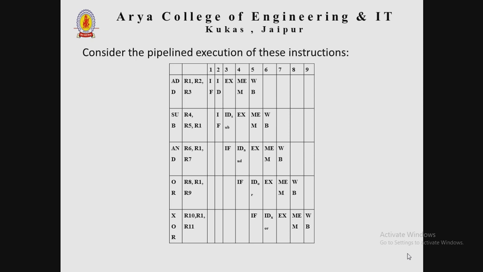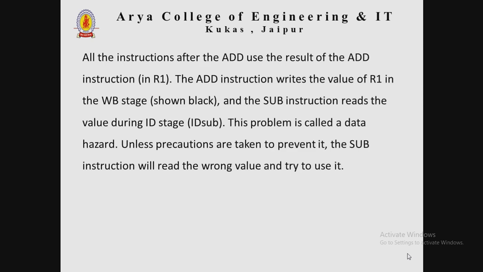As we can see from the example, consider the pipeline execution of these instructions. A table has been given, and from the table we can see that all the instructions after the add use the result of the add instruction in R1. The add instruction writes the value of R1 in the WB stage, which is shown as black, and the sub instruction reads the value during the ID stage. This problem is called a data hazard. Unless precautions are taken to prevent it, the sub instruction will read the wrong value and try to use it.